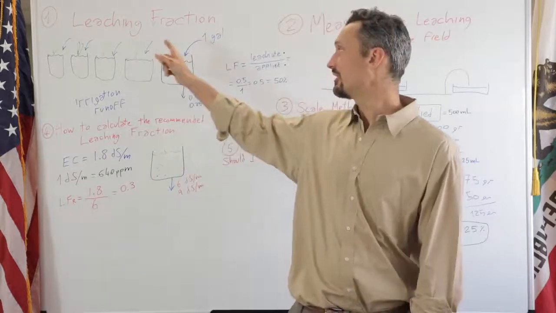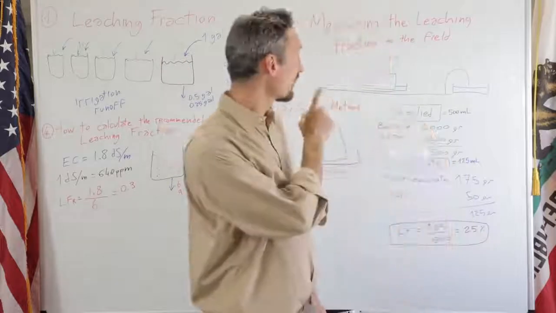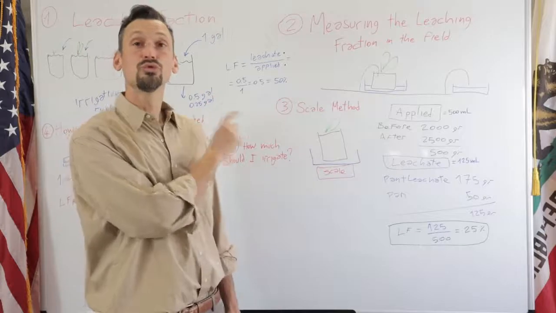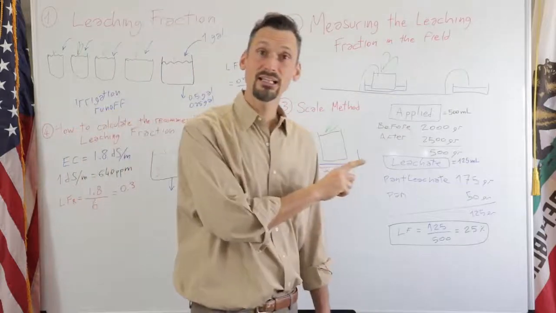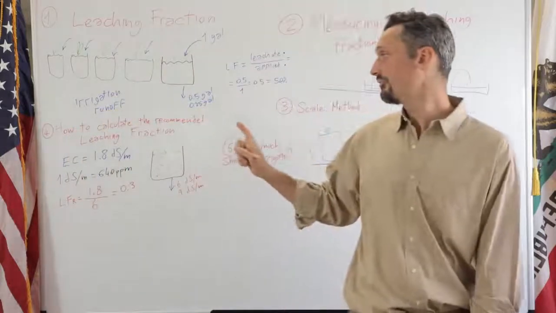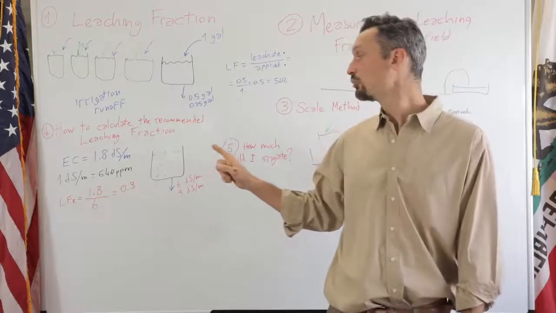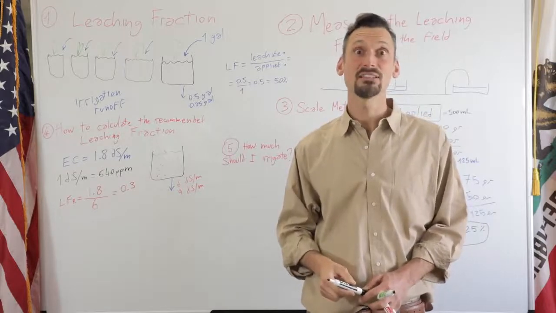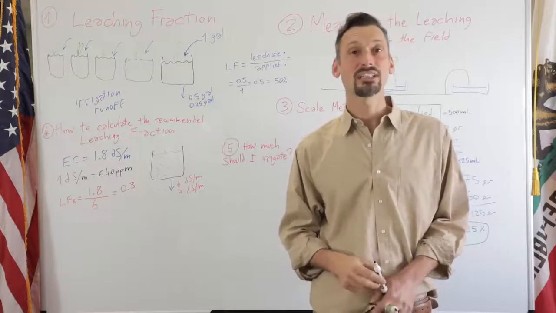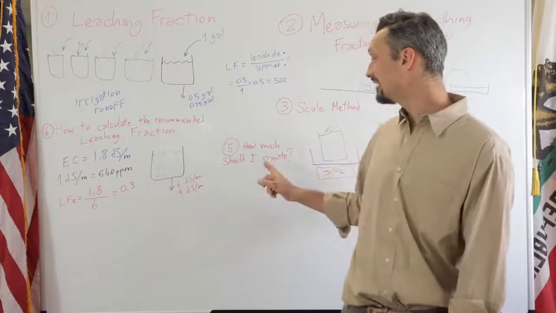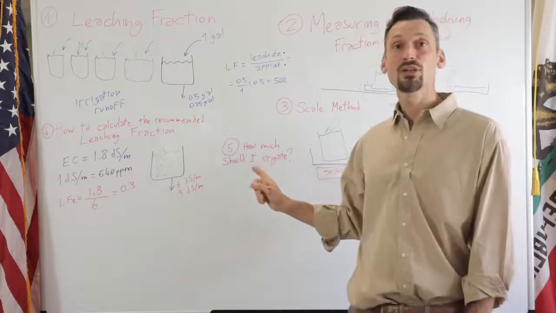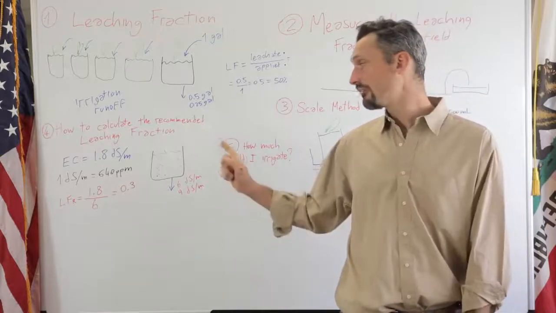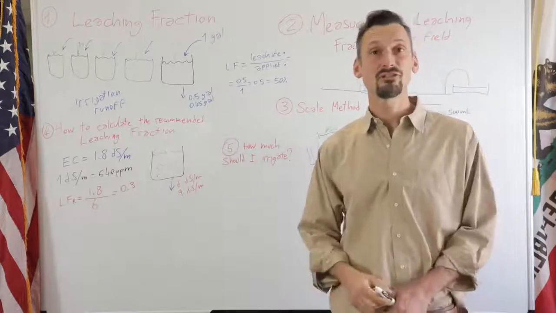In the first video we have defined what it is. In the second and third videos we have shown two methods to measure it in the field. In the fourth video we have shown how to calculate the recommended leaching fraction based on the salinity of your irrigation water, and in this video we will show you how to calculate how much water you should apply to achieve that recommended leaching fraction.